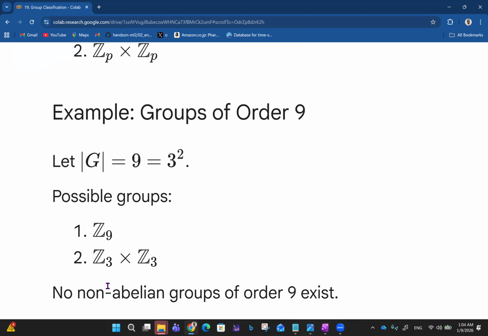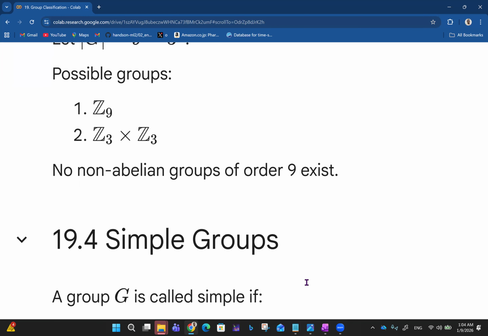So in this case, no non-abelian groups of order 9 exist. So all groups of order 9 are actually abelian. That's what this is about. If this is confusing, just let the no cancel the non, and then you have abelian groups of order 9. Only abelian groups of order 9 exist. That's another way of saying this, right?